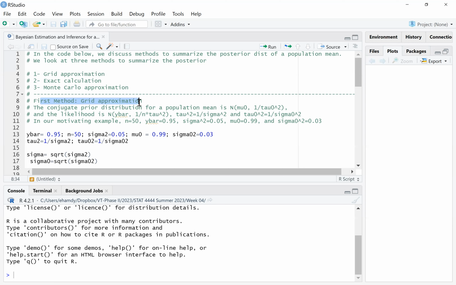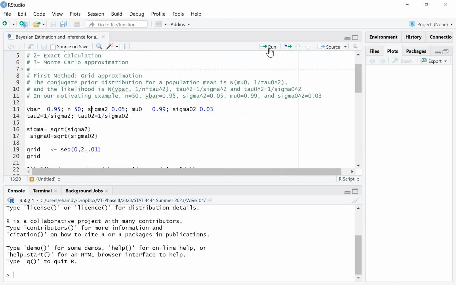The first method, the grid approximation. The conjugate prior distribution for the population mean is normal. This is the conjugate prior. And the likelihood is a kernel of normal in terms of taus. So tau square is 1 divided by sigma square, and tau 0 square is 1 divided by sigma 0 square. In our motivating example, n is 50, y bar is 0.95, sigma square is 0.05, which is known, mu 0 is 0.99 from a previous study, and sigma 0 square is 0.03 from a previous study.